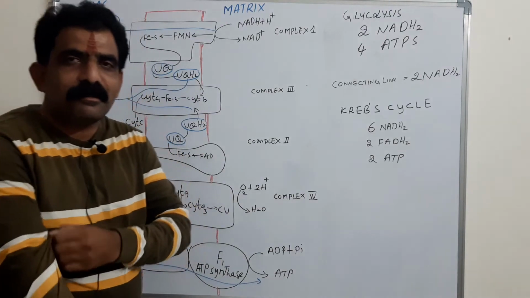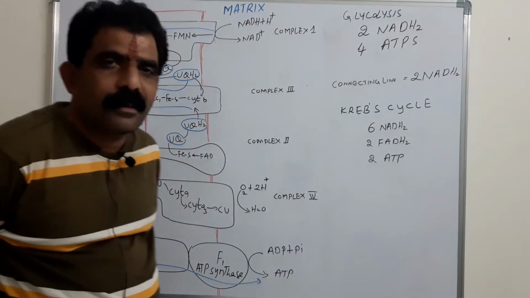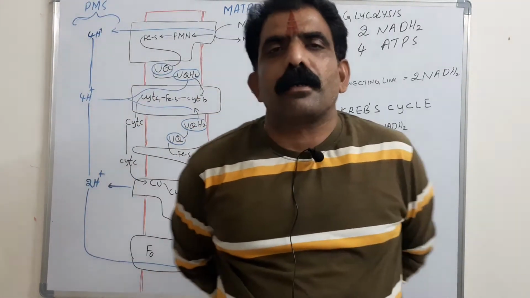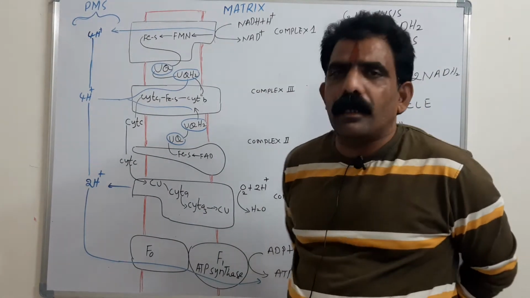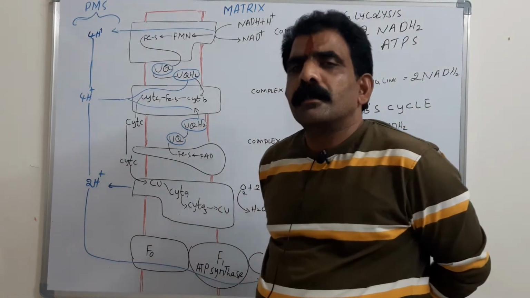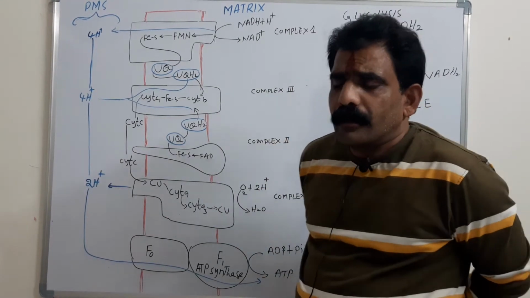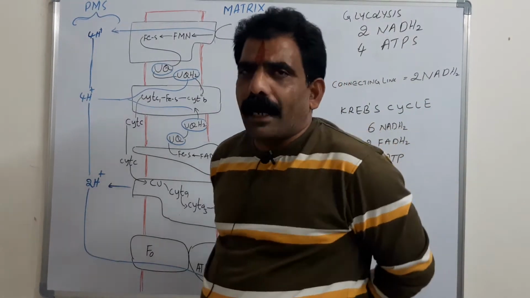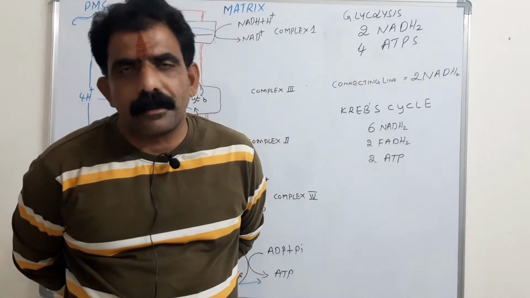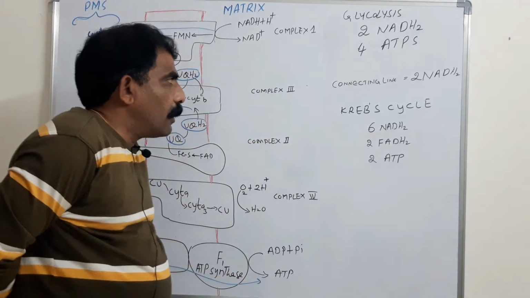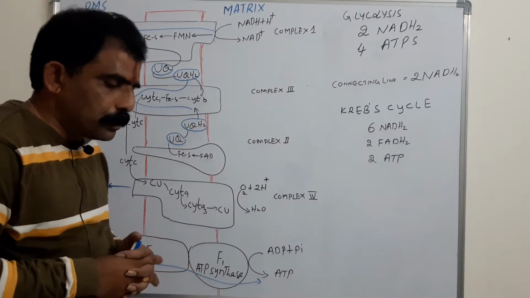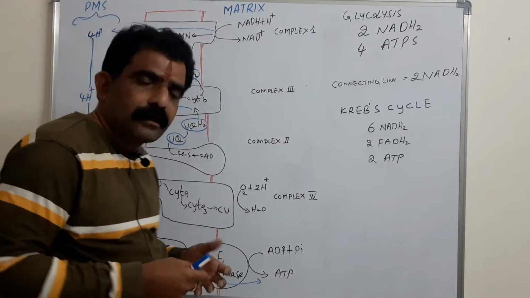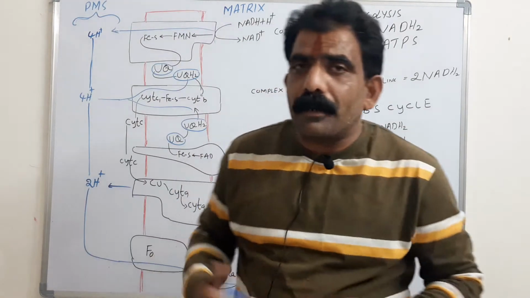In this session, I am going to discuss the electron transport system, which is the final stage of aerobic respiration. Already we have discussed glycolysis and the Krebs cycle in the previous lessons. And now I am here to discuss the electron transport system, otherwise ETS. What is the electron transport system?